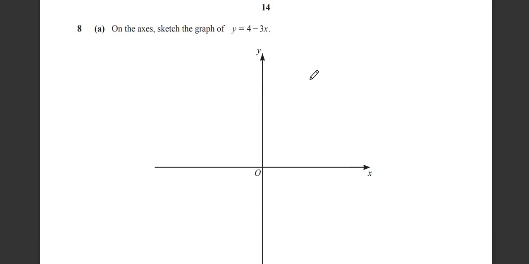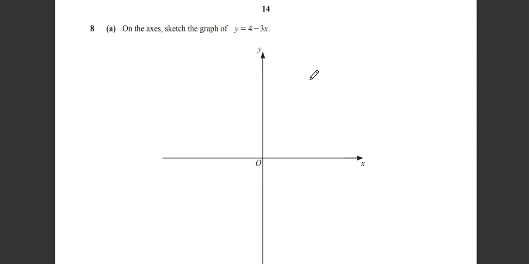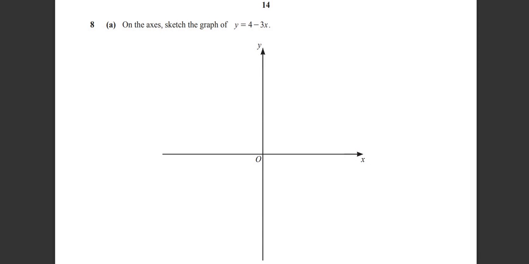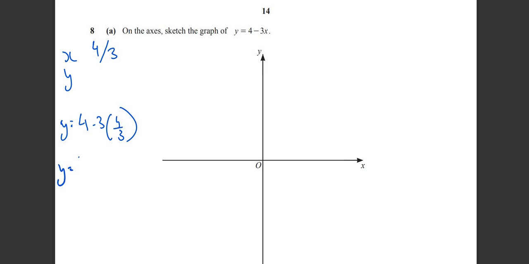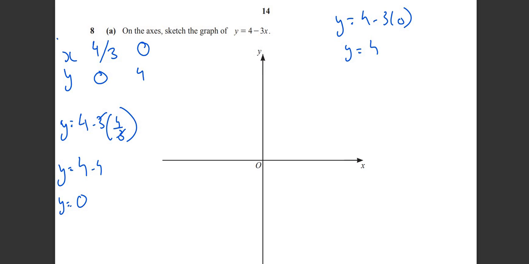The next question says, on the graph, sketch y is equal to 4 minus 3x. So what you can do is take values of x and y. For x, take the value 4/3. When x is 4/3, what is y? y is equal to 4 minus 3 multiplied by 4/3. The 3s cancel, so 4 minus 4, y is equal to 0. And if x is 0, y is equal to 4 minus 3 multiplied by 0, so y is equal to 4.